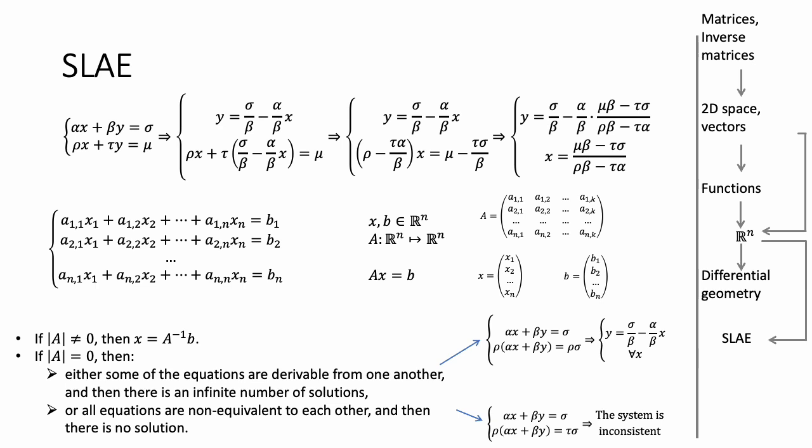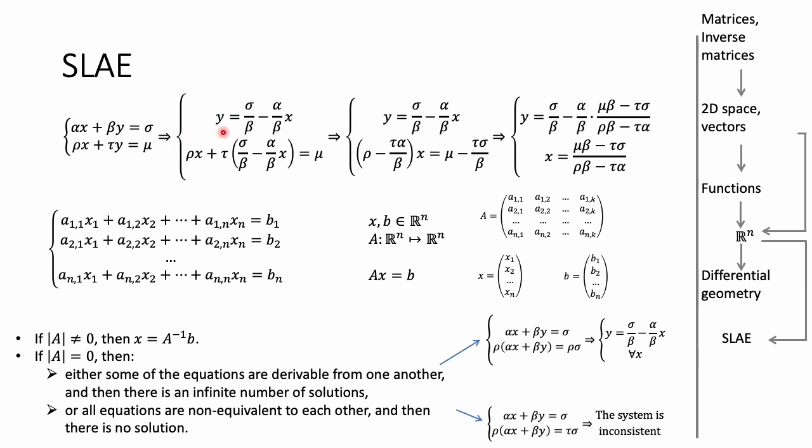SLAE, systems of linear algebraic equations. Assume we have a system of two linear algebraic equations with two unknown numbers, x and y, with the coefficients alpha, beta, rho, tau, sigma, and mu being just fixed numbers. How do we find x and y from here?